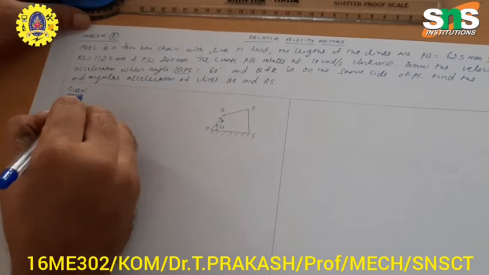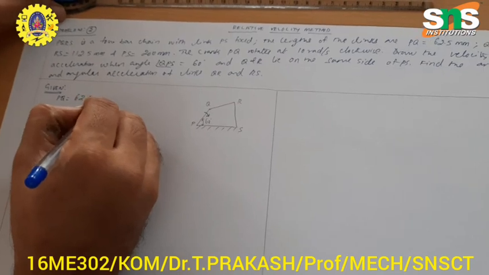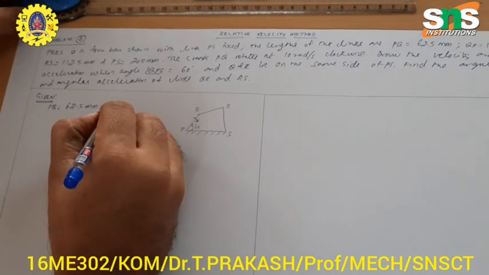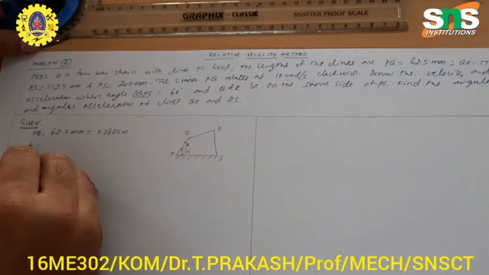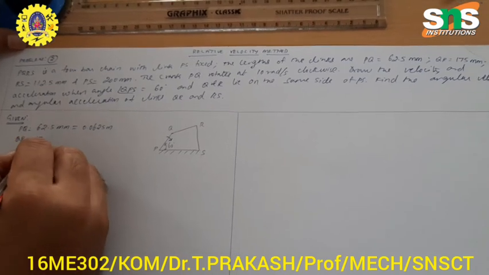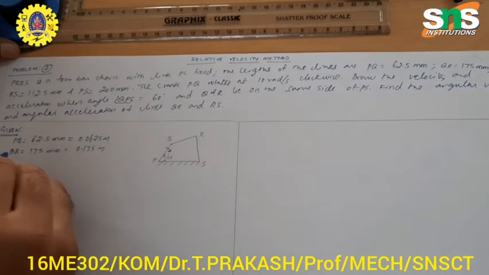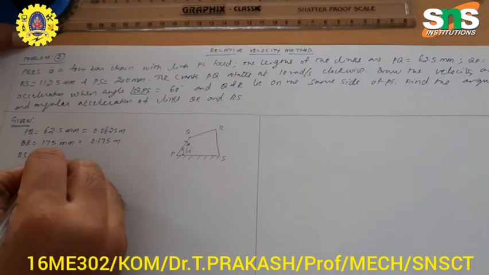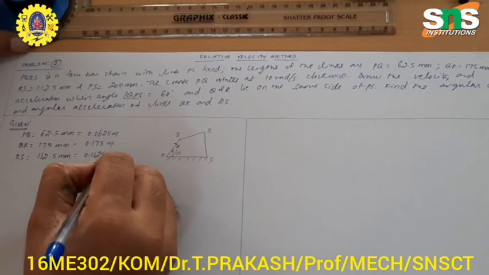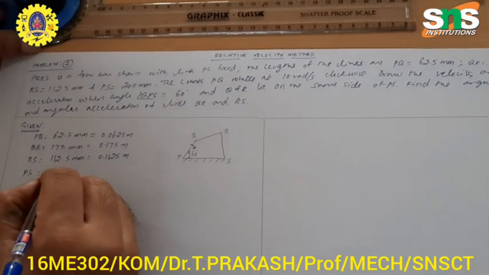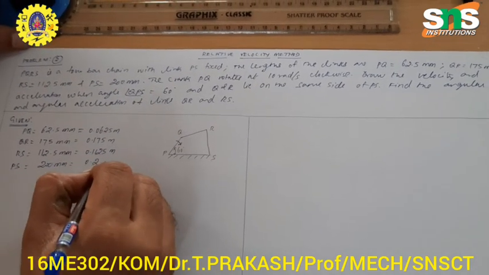The given values are: PQ is 62.5 mm, you convert into meters, 0.0625 meter. Then QR 175 mm, 0.175 meter. Then RS 112.5 mm, 0.1125 meter. Then PS is given as 200 mm, you convert into meters, 0.2 meter.